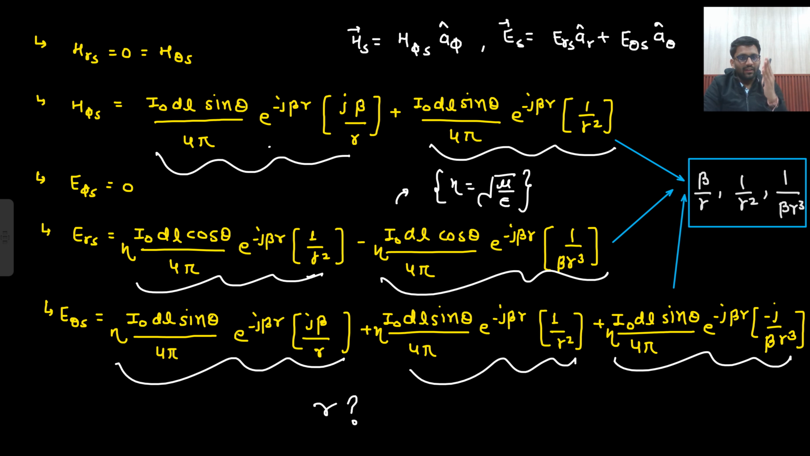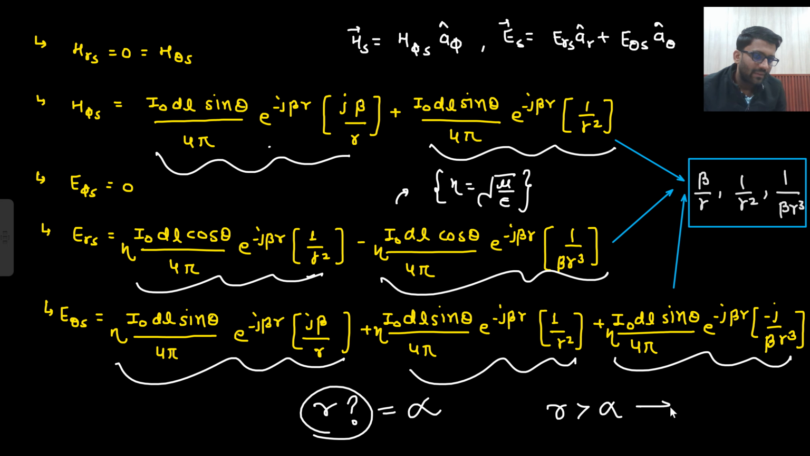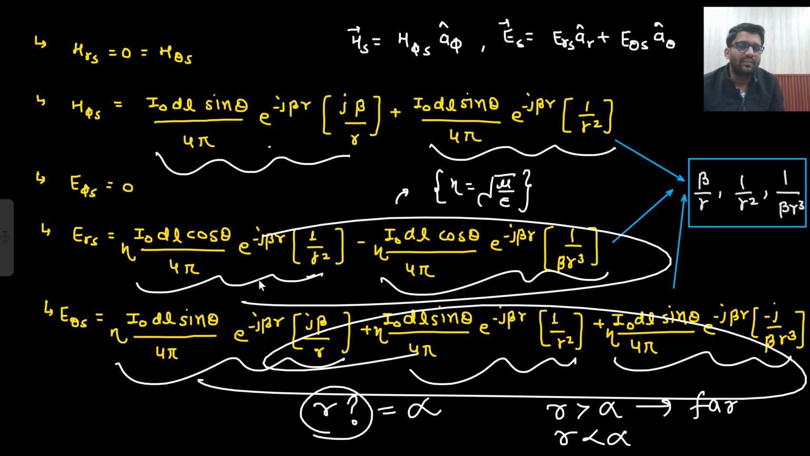So that will be my boundary. Are you getting this point? At what value of R are all these components equal? That will be my boundary. Let's just say that value of R is coming out to be some alpha. So if R is greater than alpha, then that is known as far field. If R is less than alpha, that means all these will be coming in action.